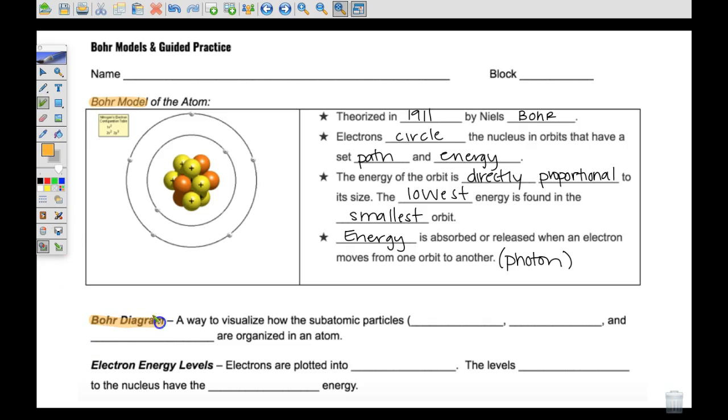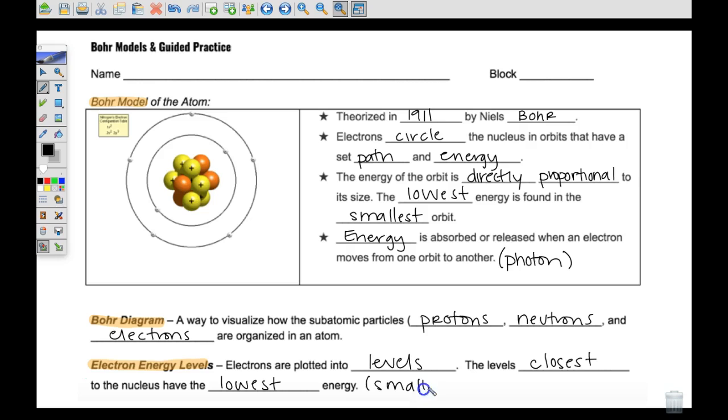So as a recap, a Bohr diagram is a way to visualize how the subatomic particles, those protons, neutrons, and electrons, are organized in an atom. And electrons are organized into electron energy levels. So we are going to plot or diagram these electrons into levels. And it's important to remember that the levels that are closest to the nucleus are going to have the lowest energy. This is because they have the smallest or shortest pathway.